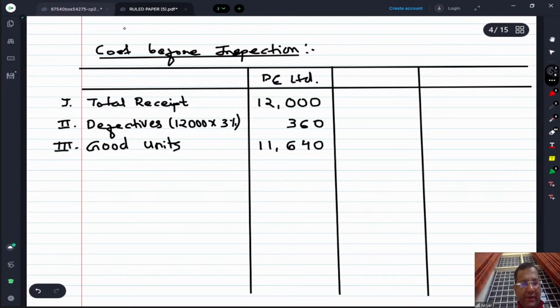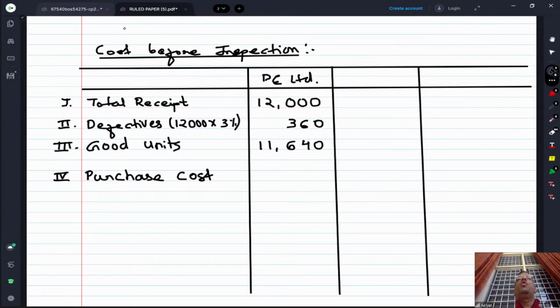Correct, beta? Now tell me, the purchase cost is 240 rupees per 100 units. In simple terminology, 2.4 rupees per unit. Okay. Now, this 2.4 rupees per unit will be multiplied by 12,000 or 11,640. Please think about it, beta, and then only communicate to me through the chat. Okay, I am waiting for your answer.